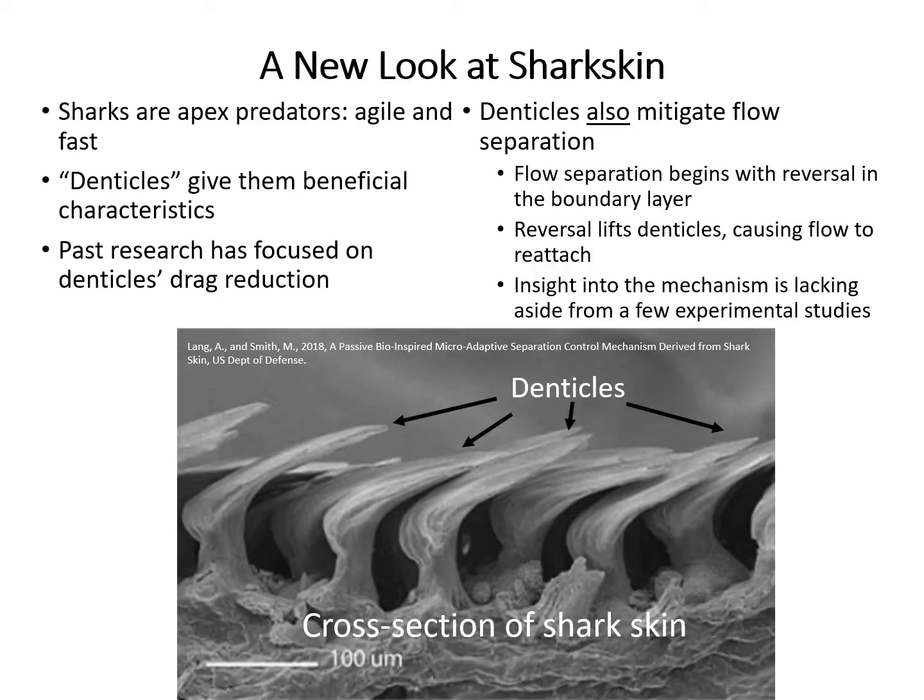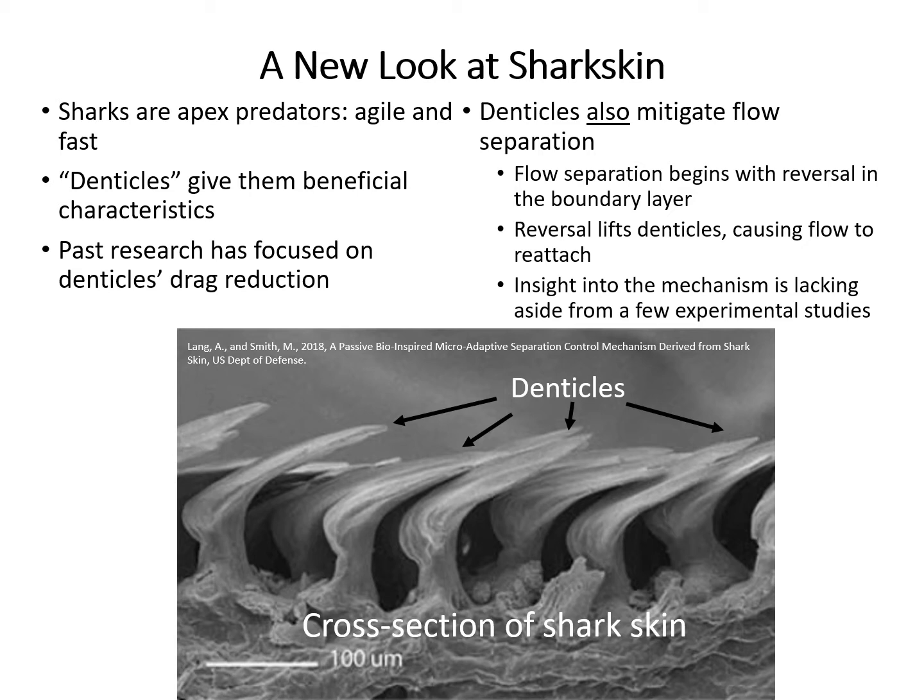Sharks are apex predators. They're agile, they're fast, and a lot of this is from structures on their skin that are called denticles. Past research has been done on denticles, but most of it has focused on their ability to reduce drag. However, they have a second characteristic that has only recently been discovered, and that is that they're able to mitigate flow separation.